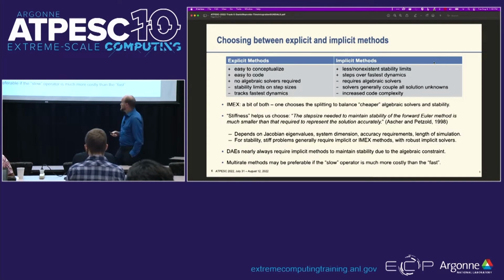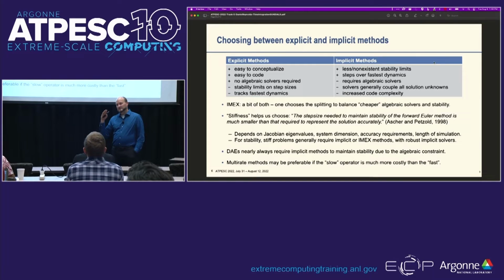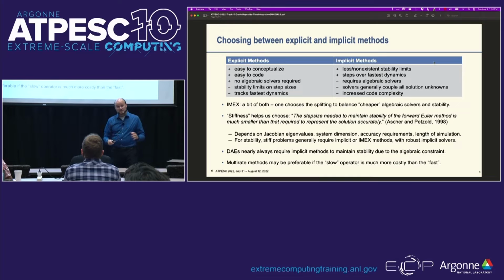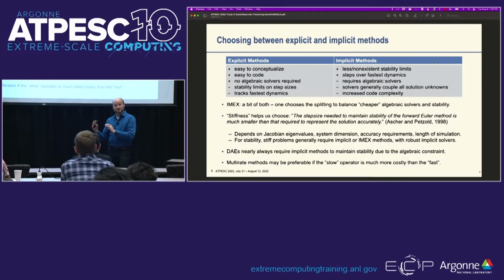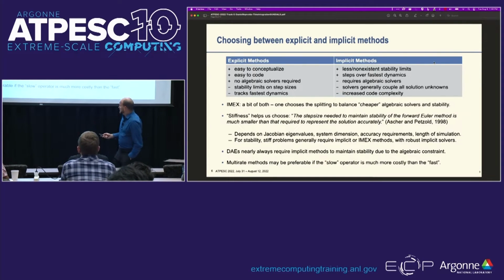IMEX methods are a bit of both. You choose which parts you want to treat explicitly and which parts you want to treat implicitly, so that you can take, say, something that's parasitic and is just going to make you have to take small time steps. If you can treat that implicitly, but the algebraic solver is really straightforward, maybe it's really scalable. That's a really good splitting if it's possible for your application, that sort of thing.